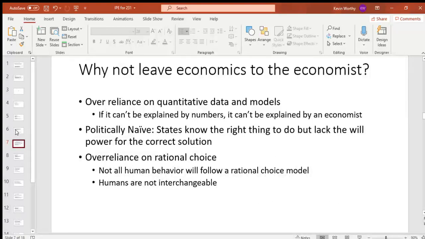So the biggest reason that we always point to is this over-reliance on quantitative data and models. One of the biggest critiques that we know exists of economists is if a model doesn't exist to explain it, then it doesn't exist to an economist, right? And I don't mean they don't deal with it, they just don't see it as an issue. If you can't put a model to it, it will not be something discussed by economists.